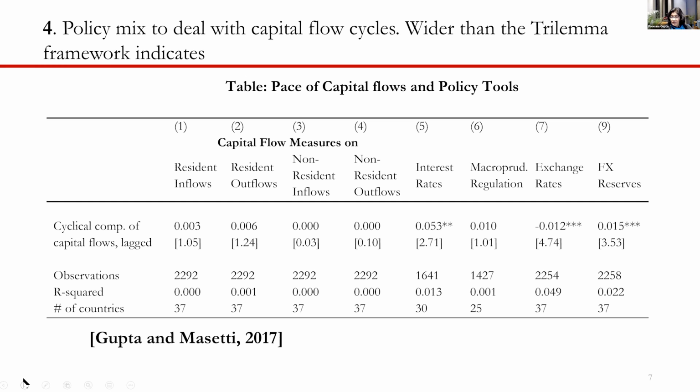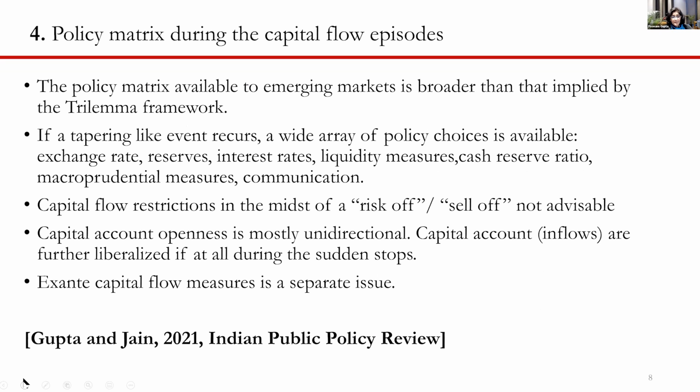Which is, they let their exchange rates react. They do use reserves, accumulating or using them as the case may be. They use monetary policy and they use macroprudential regulation measures, but not so frequently. So where does it all take us? When Rajeswari and Ila talk about that if a tapering-like event were to happen, India will not have any policy options, the point I'm making here is actually the policy matrix available to emerging markets is much broader than is implied in the trilemma framework.